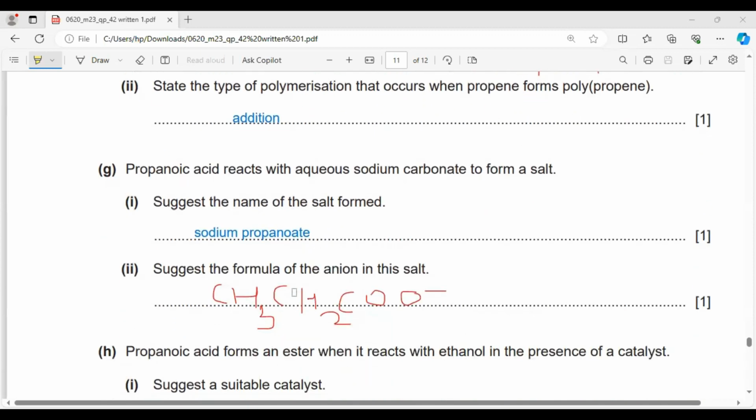Propanoic acid reacts with aqueous sodium carbonate to form a salt. Suggest the name of the salt formed. As we are having propanoic acid reacting with sodium carbonate, we will get sodium propanoate. The structure of its anion is CH3CH2COO minus. So here after COO we have Na. Na will be plus, it will have a positive charge, and this is the negative anion.